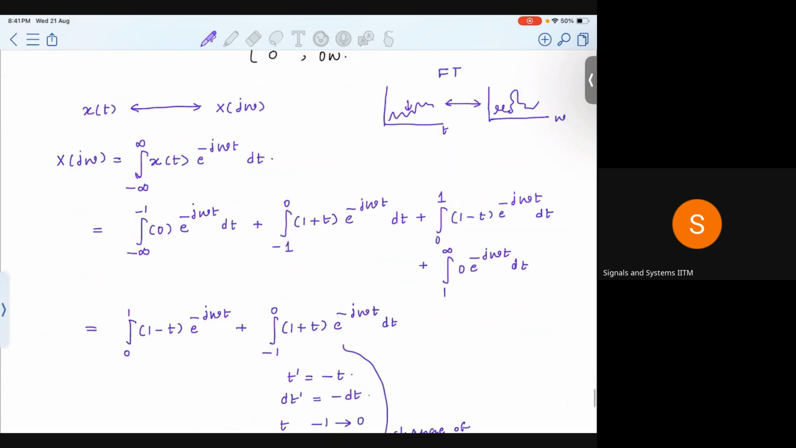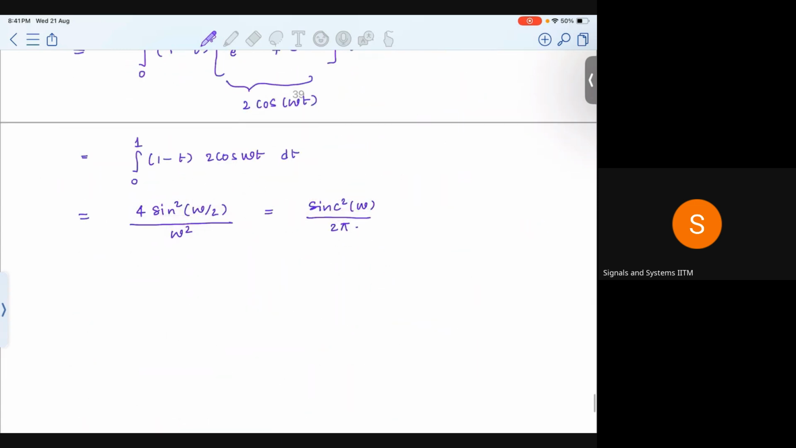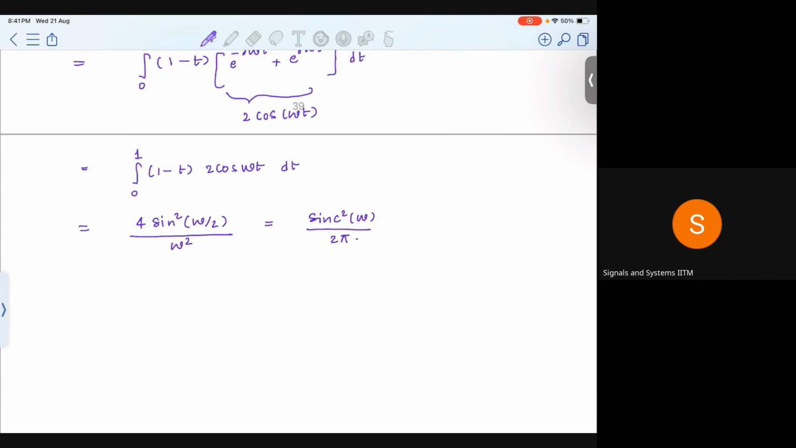As per this problem, what it states is that if the time domain representation of a signal is a triangle signal, then its frequency domain representation is a sinc function. That is what this problem is all about. Is that okay?